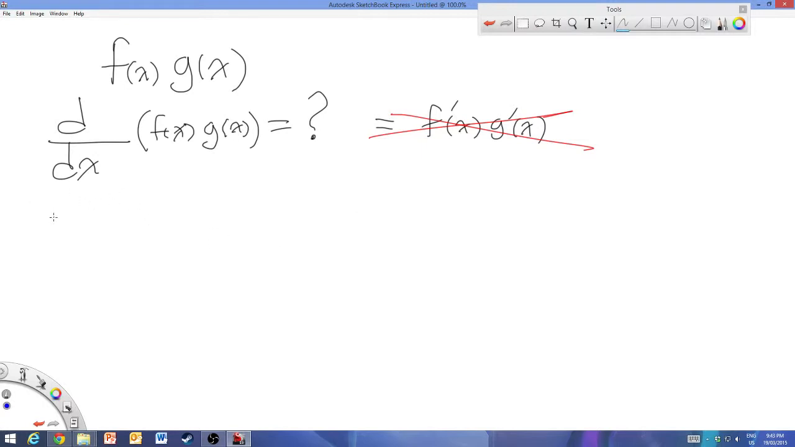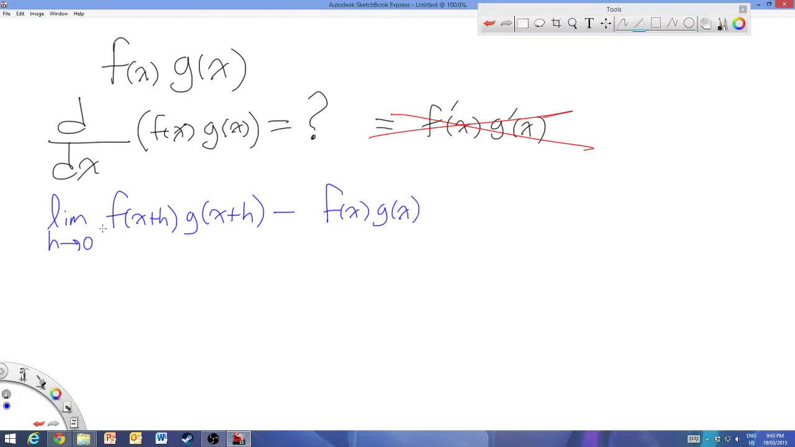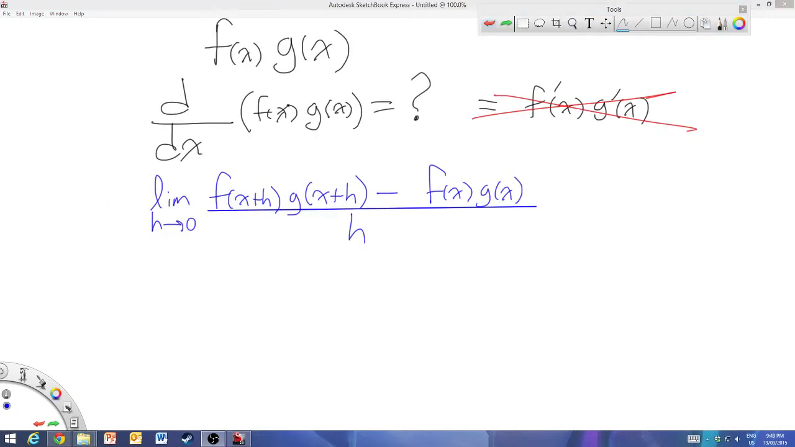We'll go back to our definition of the derivative, which was the limit as h goes to 0 of f of x plus h. And since our functions are being multiplied together, we'll do g of x plus h. So f of x plus h times g of x plus h minus f of x times g of x, all over h. From here, it looks like there's not much we can do, at least as we've written it here.